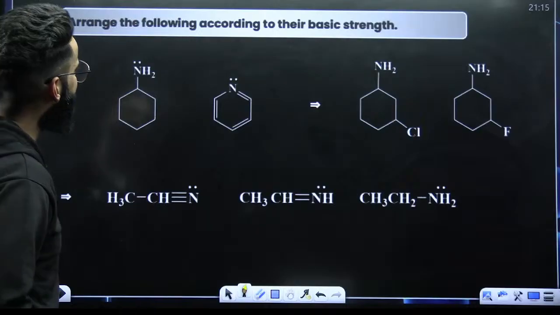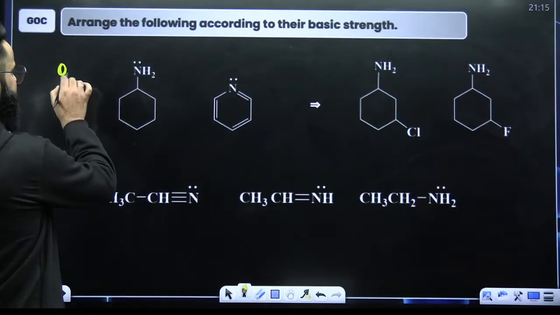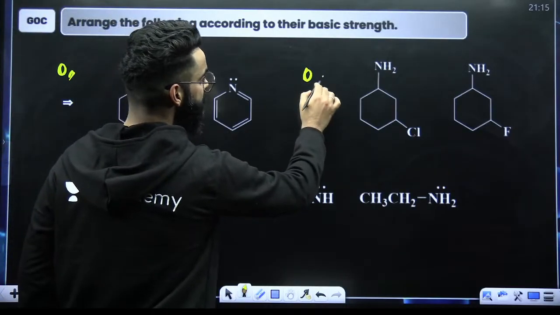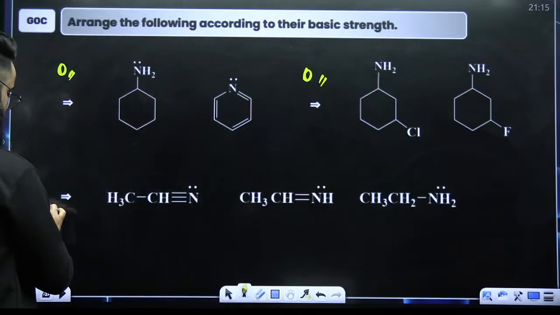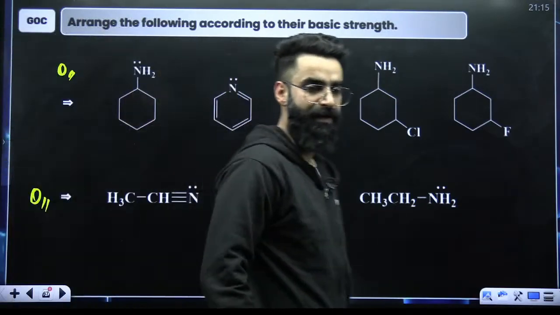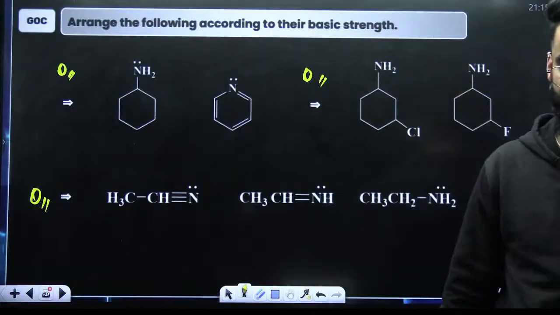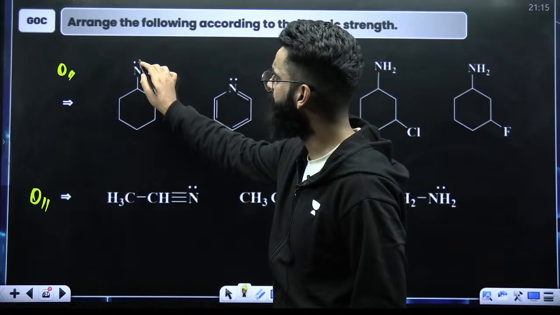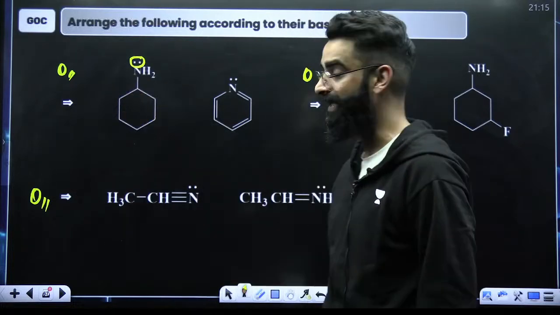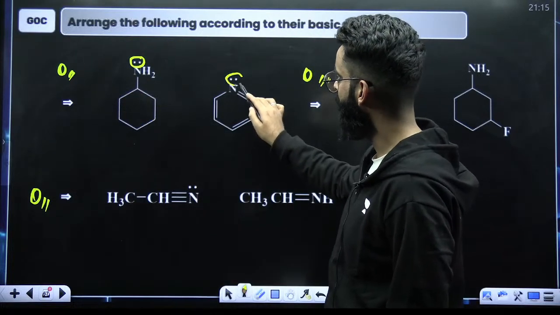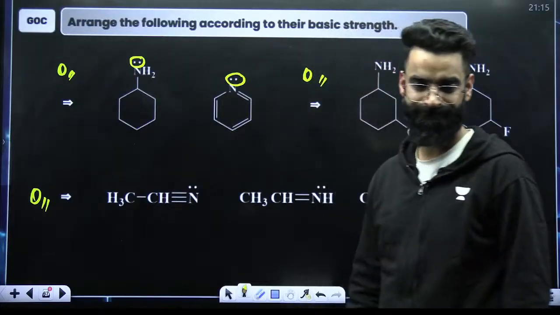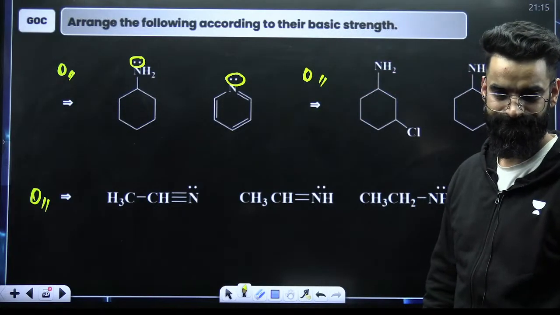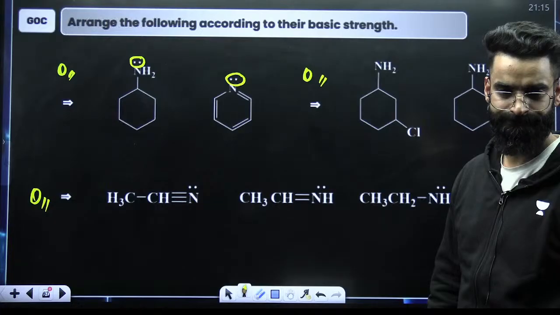Arrange the following as per their basic strength. These are basically three questions. You have to arrange them as per their basic strength. See guys, here the lone pair of nitrogen is localized. Here also it is localized only. Here also it's localized only.